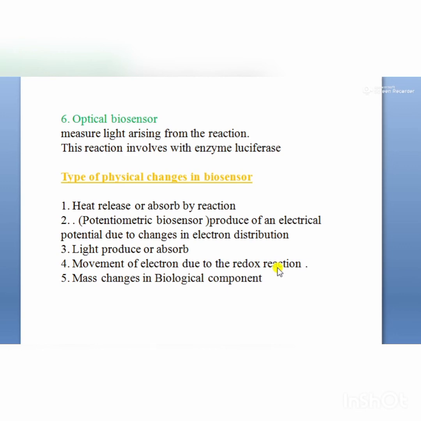Redox is related to oxidation and reduction reactions. That means some kind of biomolecules or bioelements and analytes go through this redox reaction and create an electrical impulse by moving electrons. And the next one is mass changes in biological components. That means in some biosensors, the analyte and the bioelement react and create a change in biomass.